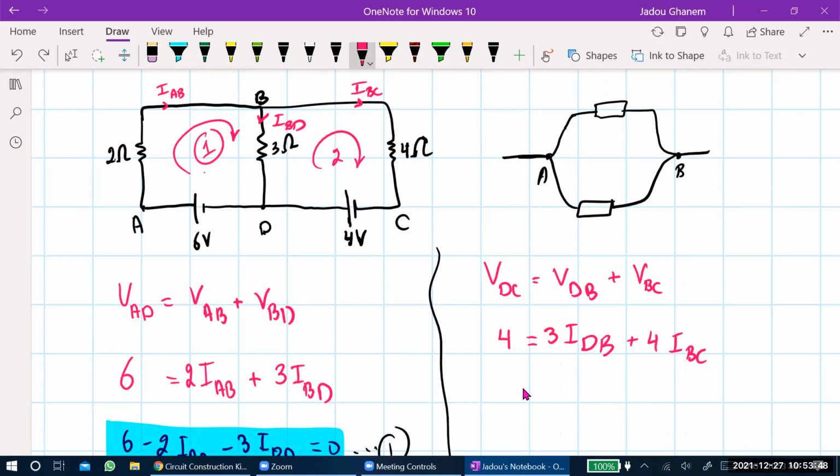So the left one is totally correct. This one, it will be minus or what? It's going to be minus 3IDB. And the 4, is it correct or we have to change it? No, 4 is positive. So it's going to be finally 4 plus 3IDB minus 4IBC. Okay. Is there any other mistakes?